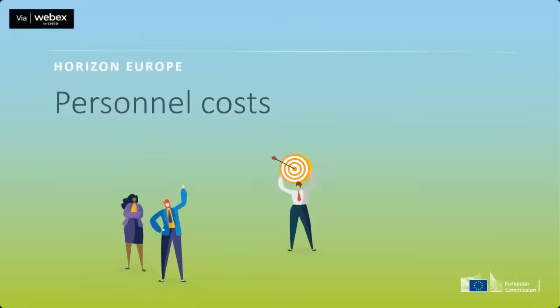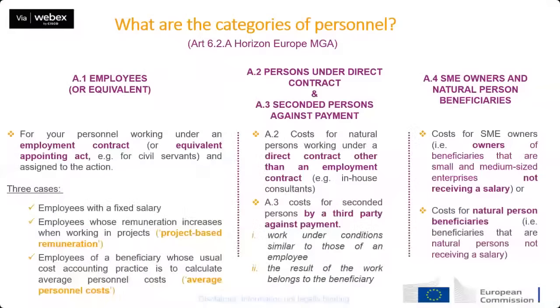Okay, and now we're going to talk about personnel costs, which are the biggest cost category in our grants, and certainly the one which is also more prone to errors. And here in the slides, I would like to show you the 4 types of categories of personnel that we have in our grant agreement.